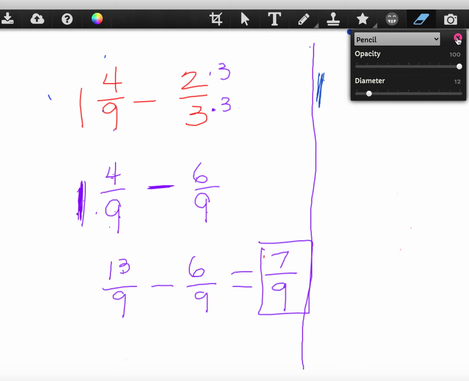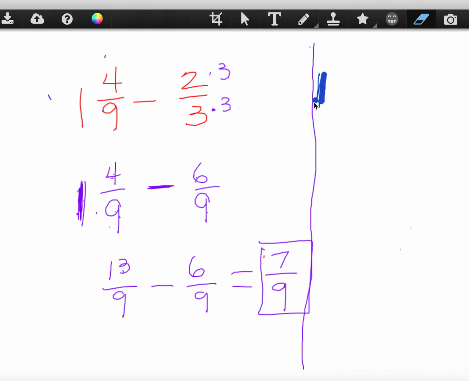Okay, I have one whole pie, and I have 4/9. I'm going to convert both, get my common denominators, and then I have 6/9. So think of it in this way. I have a whole pie over here, right?